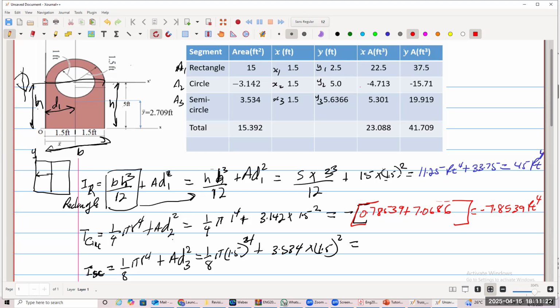And then for the semicircle now, work out that one. How much is that now? That is 1.5 to the fourth power times pi divided by 8. So you get something like 1 point, on a different color here.